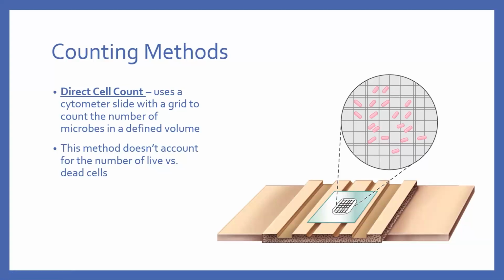The one downside of this, though, is that this does not account for the number of live cells or dead cells. So when you look at these, if a cell is living and multiplying, you can't tell it versus one that was alive and no longer is. So it's much harder if you're trying to get viability. It's just going to tell you how many are in the broth as a whole.